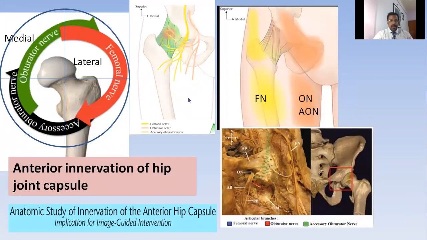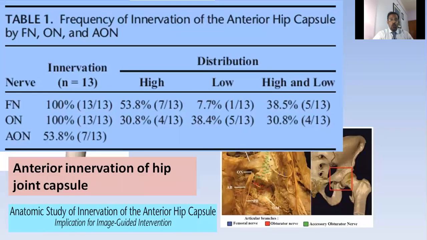So, coming to the anterior innervation of the hip joint capsule, if you divide the quadrants into superior and inferior, and lateral and medial compartment, the anterolateral, both superior and inferior quadrant, is by the femoral nerve, and the medial quadrant is from the obturator and the accessory obturator nerve. So the articular branches of the femoral, obturator, and accessory obturator usually give the innervation of the anterior hip joint capsule. And what is the frequency?